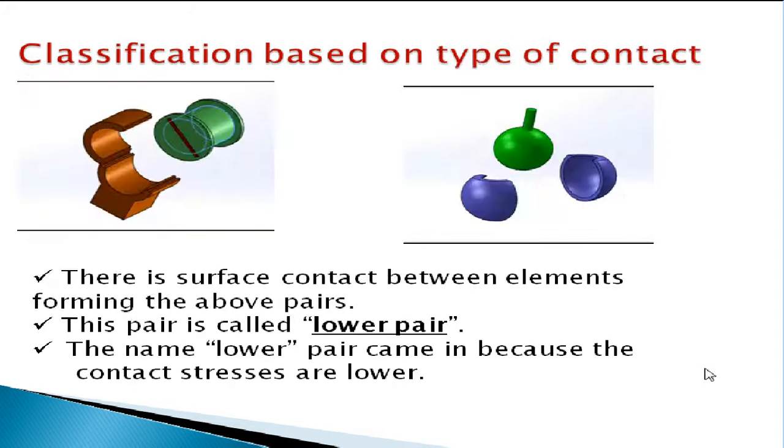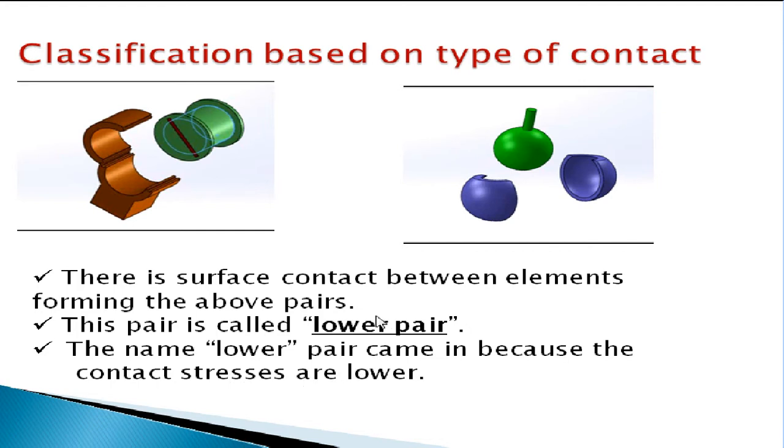The next classification scheme is based on the type of contact. Briefly, under this classification, kinematic pairs are classified either as lower pairs or as higher pairs. In lower pairs, surface contact occurs. When surface contact is occurring, there is a lot of area for taking the load, and thus the contact stress, which is the normal force divided by the area of contact, is lower.